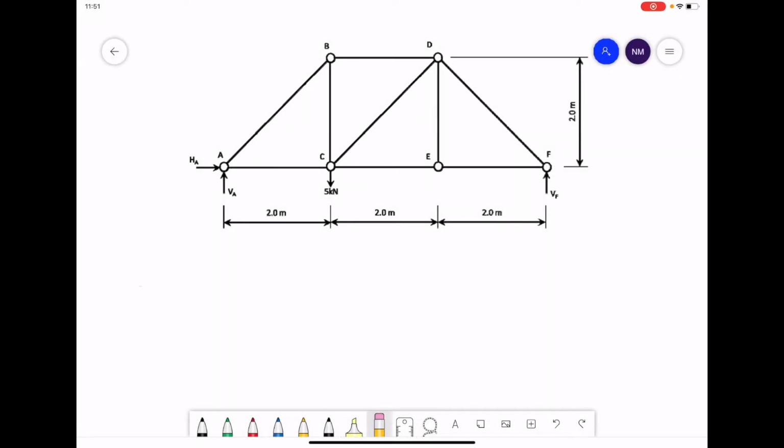Now you can see in our free body diagram, the fixed support at point A has been replaced by two forces, HA and VA, for the horizontal and vertical forces at joint A. And at point F, we've replaced the roller support by one force, VF.